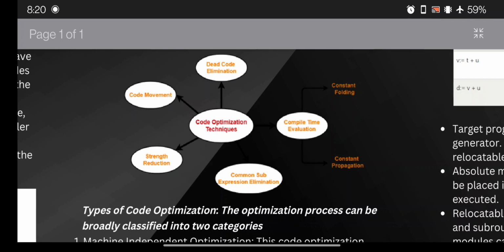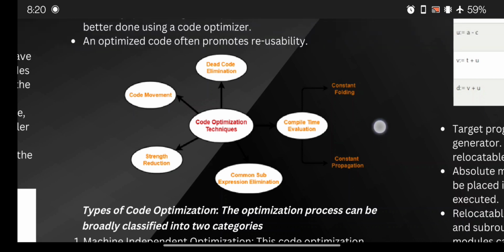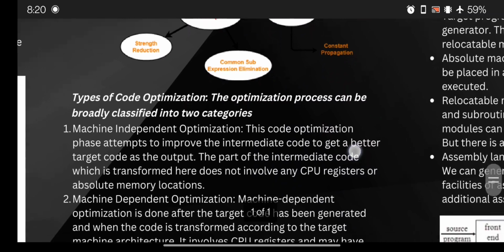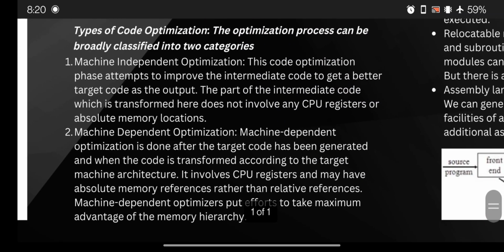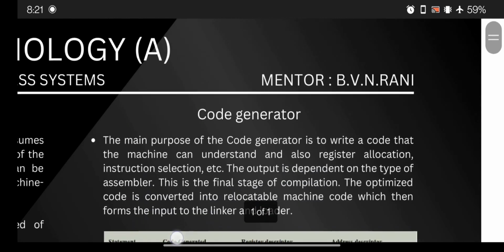There are 2 main processes that can be broadly classified into 2 categories while optimizing the code. Those are machine dependent and machine independent. Whereas if the allocation takes place in the machine itself, then it is called machine dependent. Whereas if it doesn't involve the CPU registers or the absolute memory locations, then it is known as machine independent. The next phase is code generation.